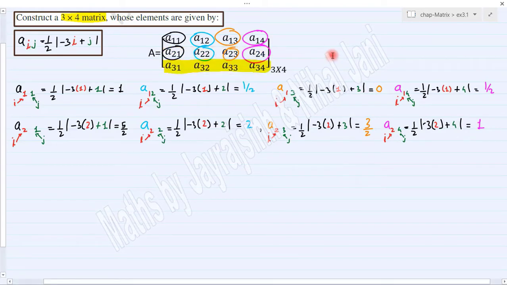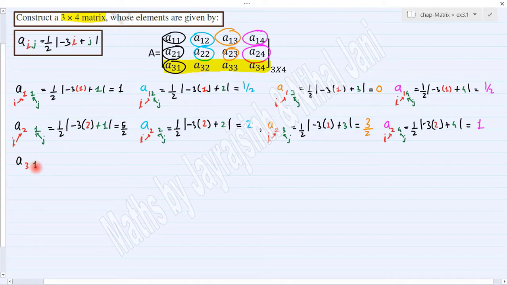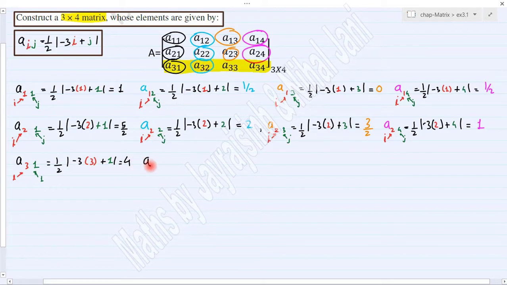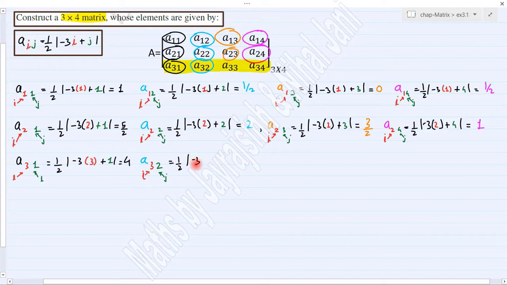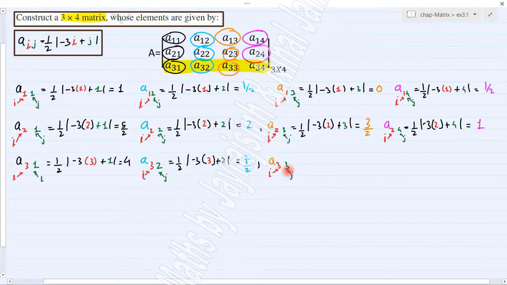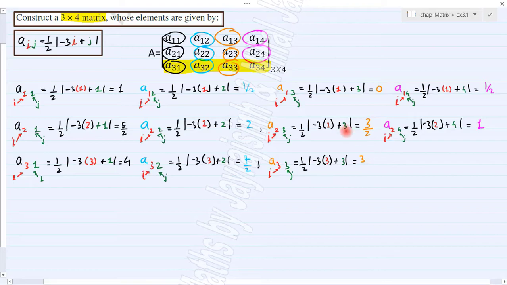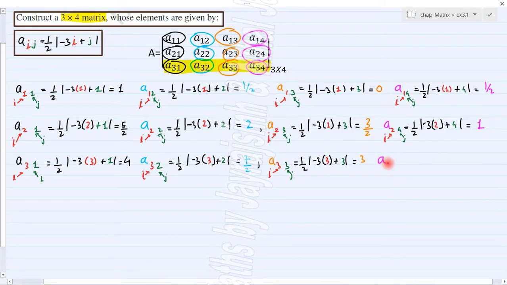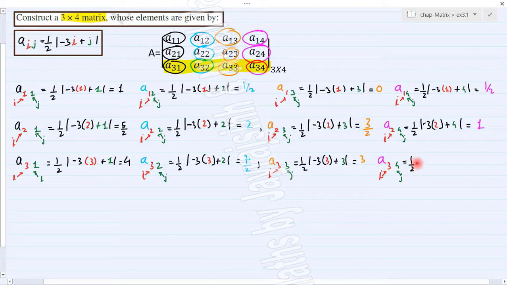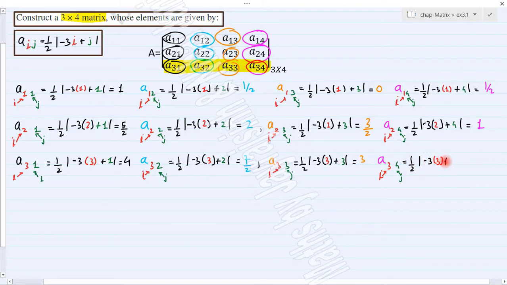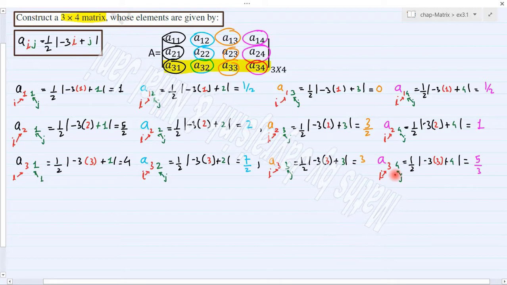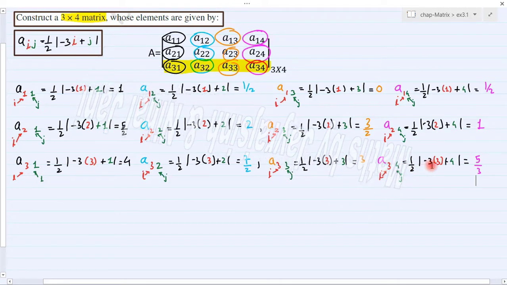Now let's move to the third row. The first element, A31, can be found as 4. Then your next element is A32, which will be 7 by 2. Similarly, your A33 is nothing but 3. And finally, the last element is A34. Your i is 3 and j is 4. So you'll get 1 by 2 mod of minus 3 into 3 plus 4, which will give us 5 by 3. So successfully we get the values of all elements.